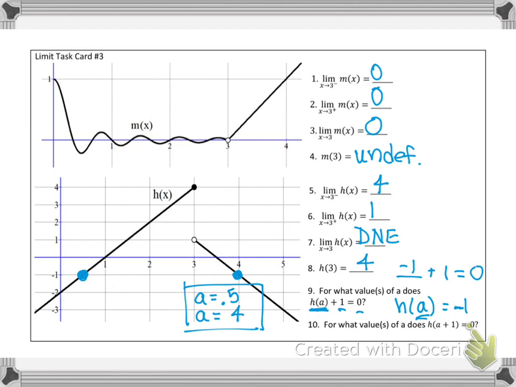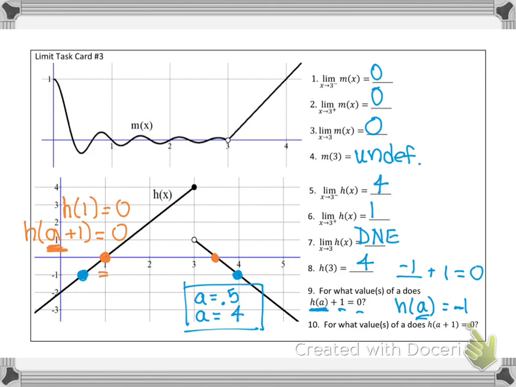For what values of a does h of a plus 1 equal 0? The plus 1 is inside the parentheses this time. So let me change colors here. Okay, so I want the output to be 0. And that happens here, h of 1 equals 0. But this time I need a plus 1 to equal 1.